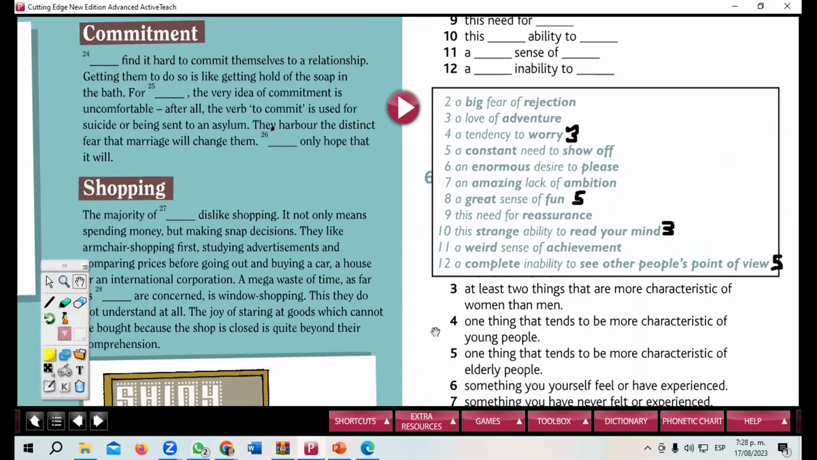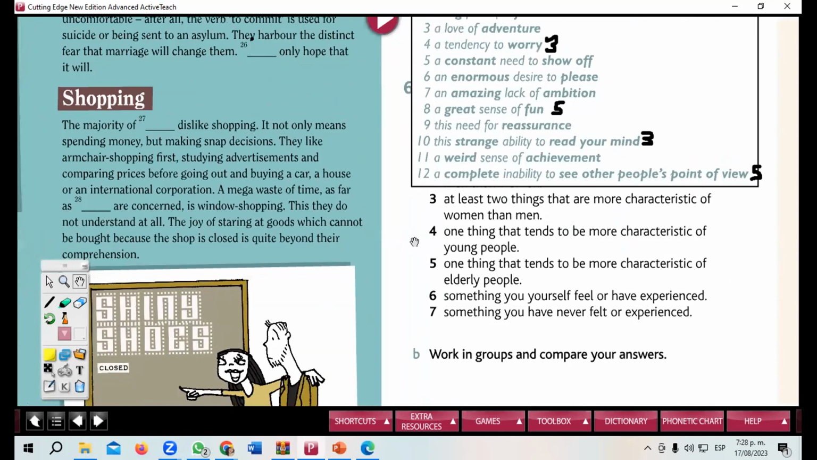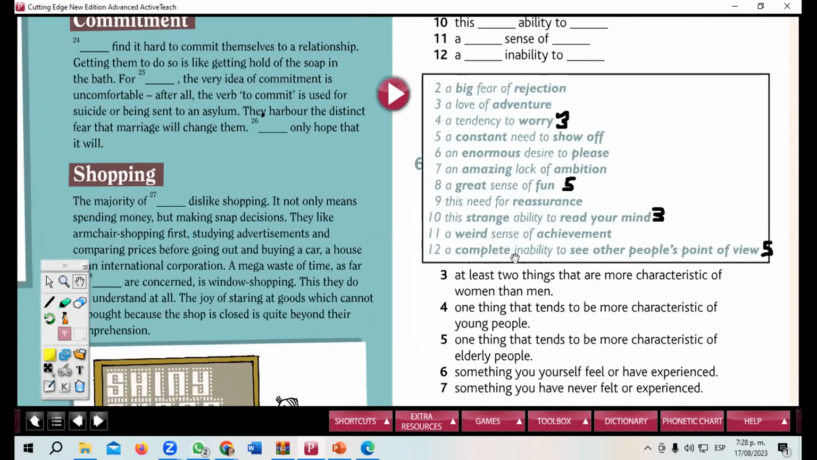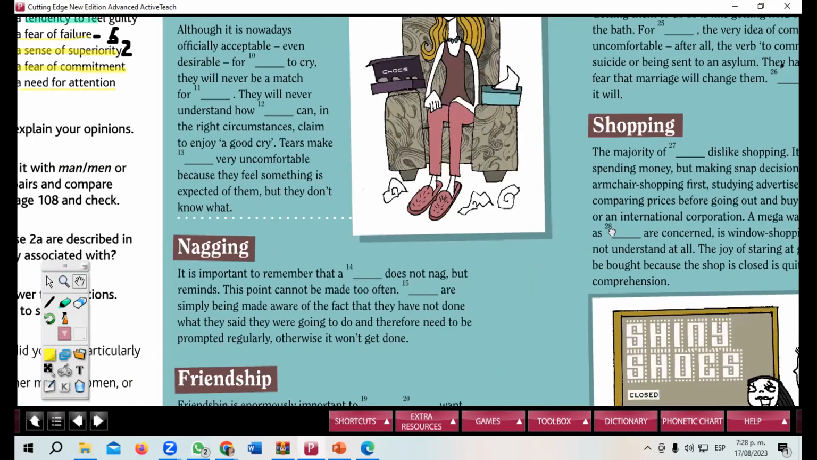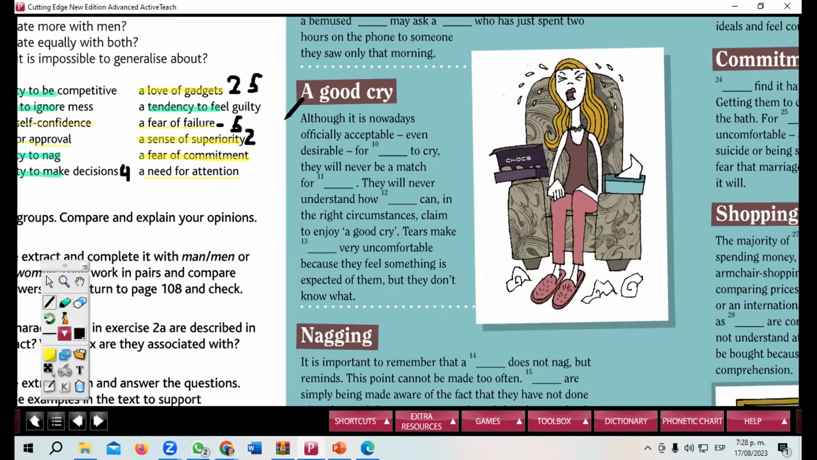Number 6, something that you have never felt or experienced. Oh, I made a mistake. It was number 6. Elkim, so what's something that you have never experienced yourself? No? Oh, he's not here? So he disconnected. Okay, so let's see, maybe Silvia?